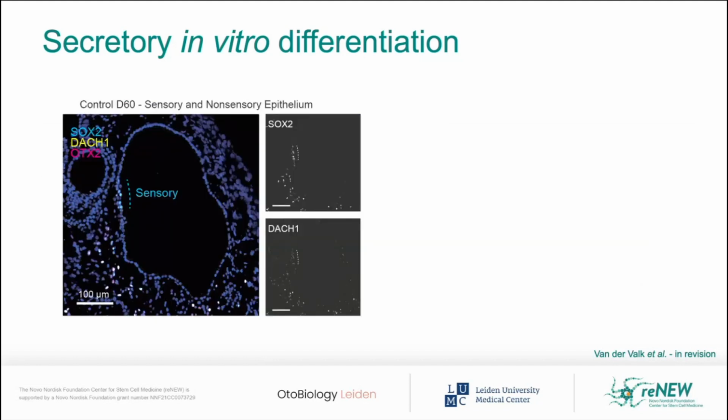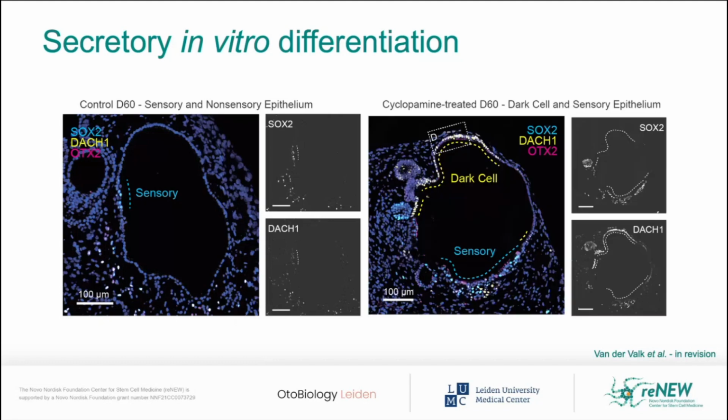On the left, you can see an organoid in a normal situation. The marker we used was DAG1 for the dark cells. We don't see any DAG1 expression within the epithelium. However, if we treat them with this hedgehog inhibitor, we can see that these DAG1 cells really nicely develop. So we have presumable dark cells now in our organoid model. And the interesting thing is that the sensory part, where the hair cells are, is still preserved.